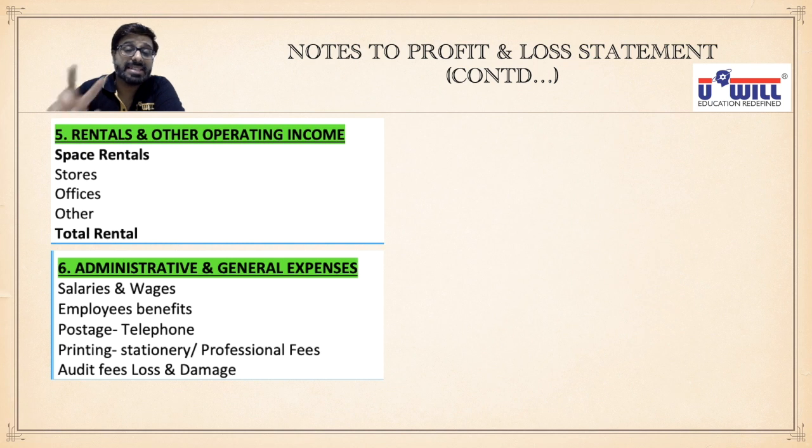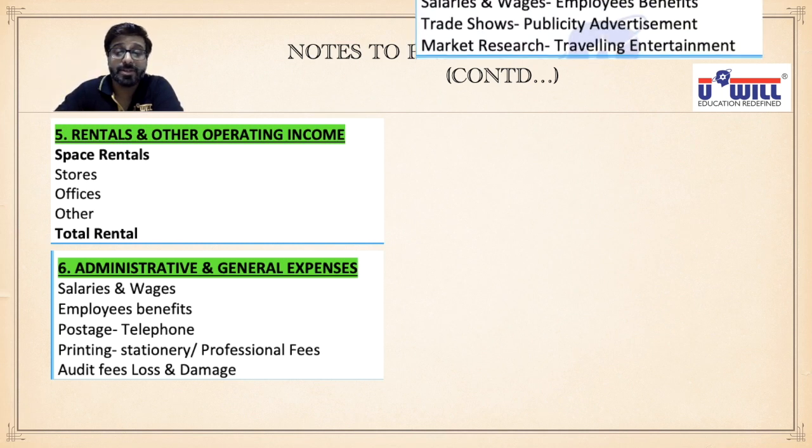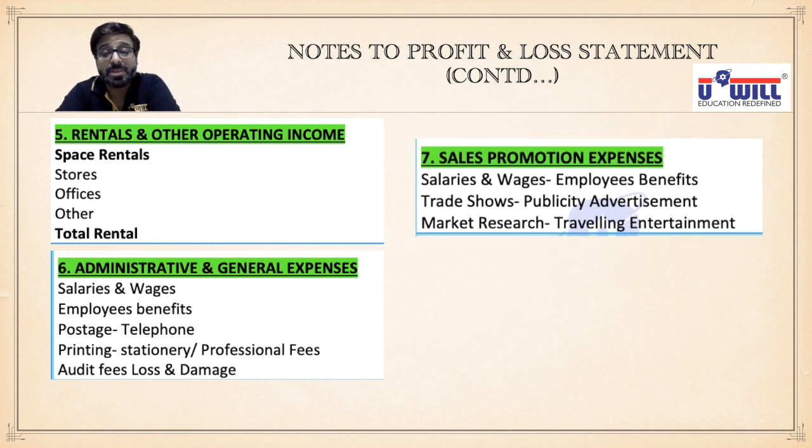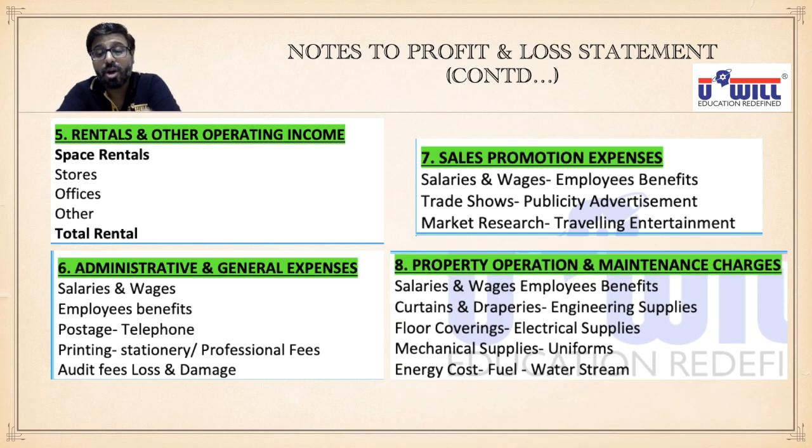Administrative and general expenses, as I said, salaries and wages will go in the employees benefit column. We will make the note only for postage, telephone, printing, stationery, professional fees, audit fees, loss and damage. We'll make a separate note only for other items other than employees benefit. Same way, sales promotion expenses, salaries and wages will directly go in the employees benefit column. But we'll make the note for trade shows, publicity, advertisement, market research, traveling and entertainment. And lastly, property operation and maintenance charges again. Salaries and wages will directly go in the employees benefit column.